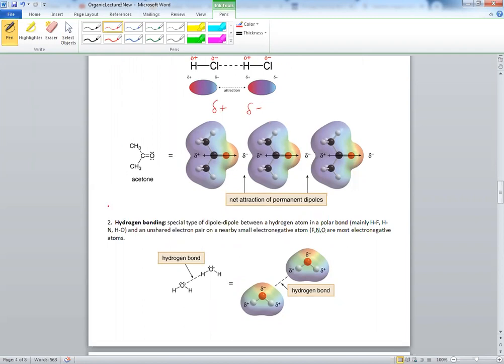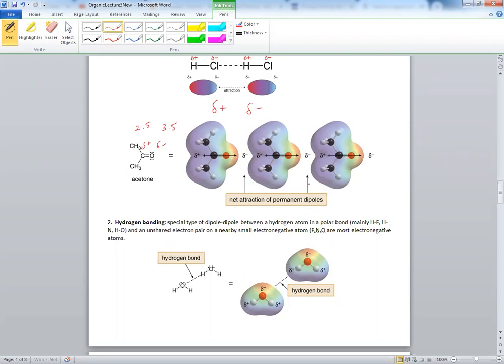Here's another example from organic chemistry, acetone. So on carbon, it's delta plus. On oxygen, it's delta minus. Once again, look up the electronegativities. And they're aligned in a way where the positive end of carbon on the middle molecule is aligned in a way that enables it to interact with the delta negative on oxygen, and on and on and on.